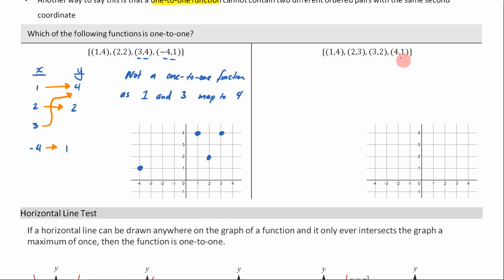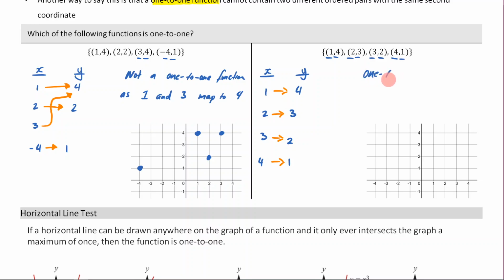All right, so we need to figure out whether this is one-to-one or not. So what we're going to do is we're going to list out all our x values. So we've got 1, 2, 3, and 4. Then we're going to list out all our y values. So we've got 4, 3, 2, and 1. And now we're going to see what maps to what. So 1 maps to 4, 2 maps to 3, 3 maps to 2, and 4 maps to 1. Do you see how each x value maps to a different y value? So therefore, this is one-to-one. So this is a one-to-one function.